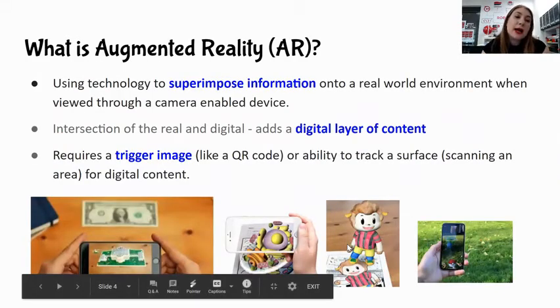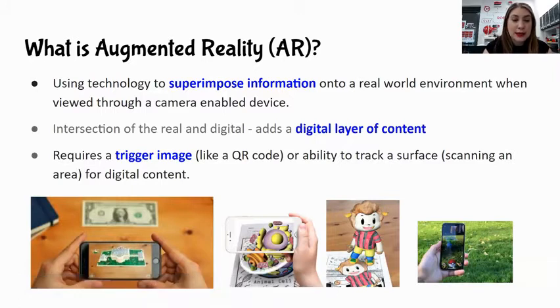So I'm going to start with outlining what augmented or virtual reality is. Essentially, this is using technology to superimpose information onto a real world environment, intersecting the real world and the digital world by adding a digital layer of content. This digital layer of content is accessed through a trigger image. So this might be through a QR code or through an object like a merge cube or a t-shirt, or it could be the space itself. And using a camera-enabled device like an iPhone or a mobile device or an iPad, the user can access this digital layer of content and create that augmented or virtual experience.